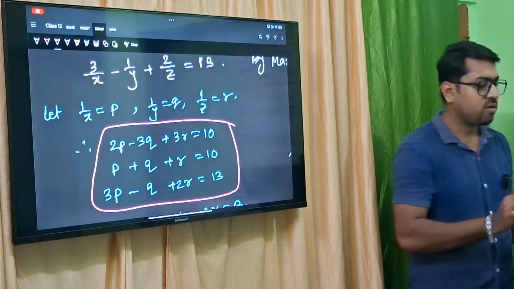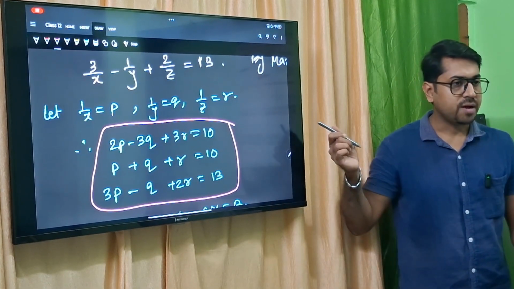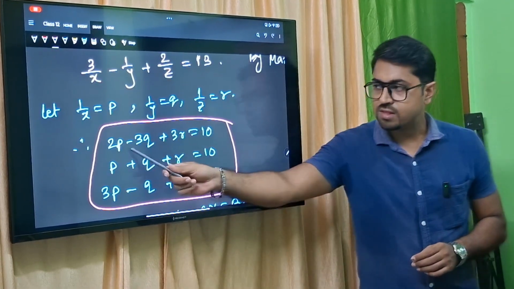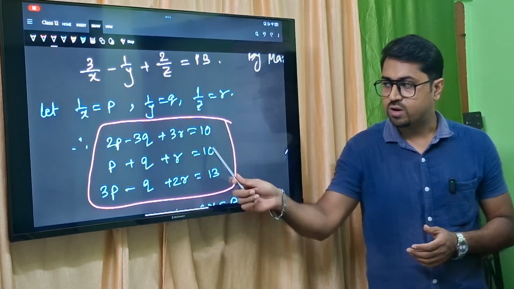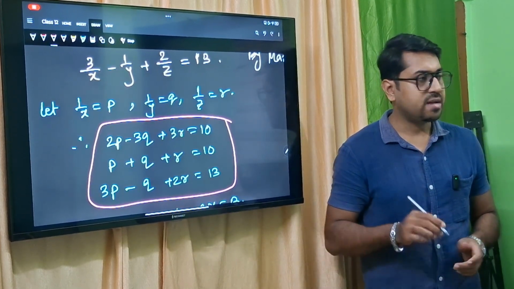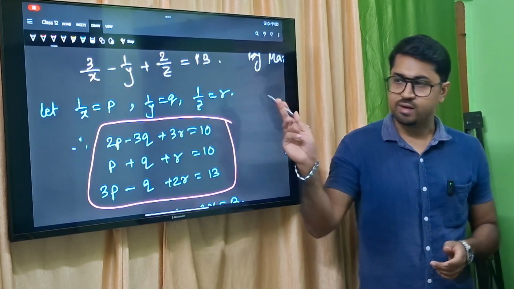It is in the exact format that I have shown you in the matrix method right now: a1x plus b1y, a general format, with variables on the left-hand side and constants only on the right-hand side. What are the variables right now? p, q, r. So I will find the values of p, q, r at first, and then I will find the values of x, y, z.